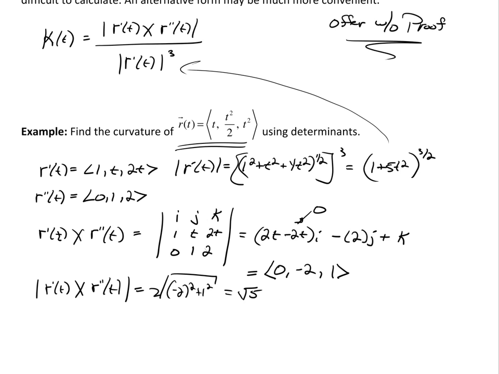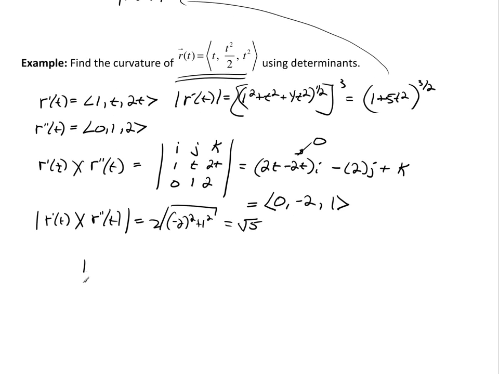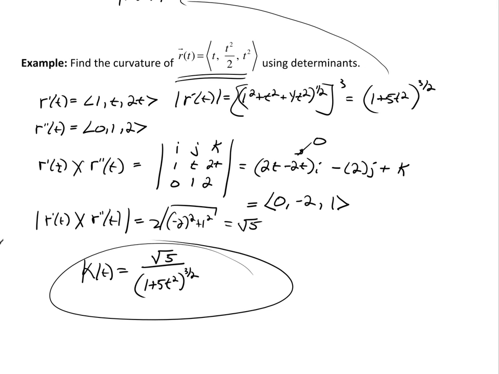So now my curvature is going to be this. Kappa as a function of t is going to be root 5 divided by the denominator, which we said was going to be 1 plus 5t squared to the 3/2. Now compare that with the answer that we got when we did it using the definition, and I think you're going to see it's the exact same thing. A little bit more direct. It's a little bit quicker to get to.